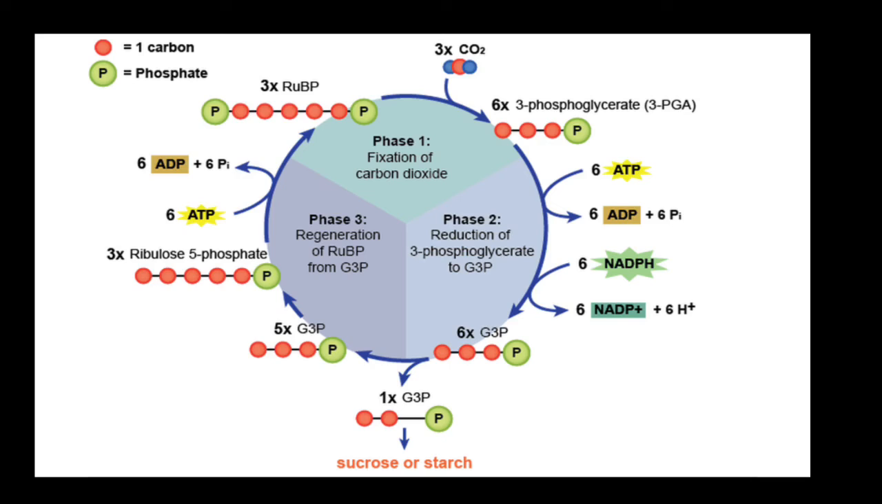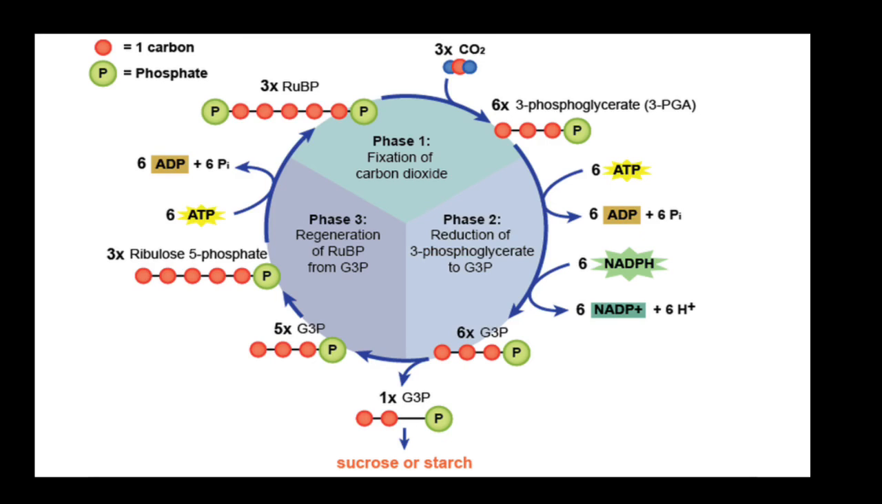The product of all this phosphorylating and reducing is the phosphorylated 3-carbon sugar glyceraldehyde 3-phosphate, otherwise known as G3P. Some of this stuff is sent off to produce other organic molecules such as glucose and other sugars, the main product of this entire process.